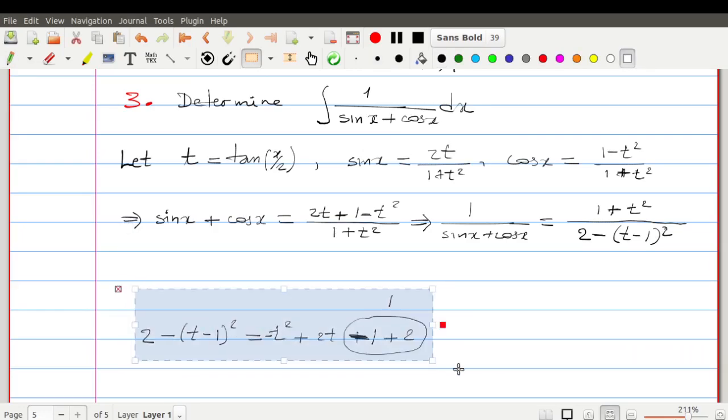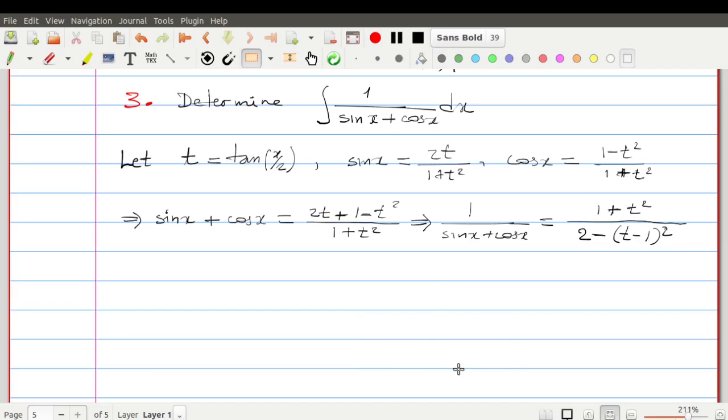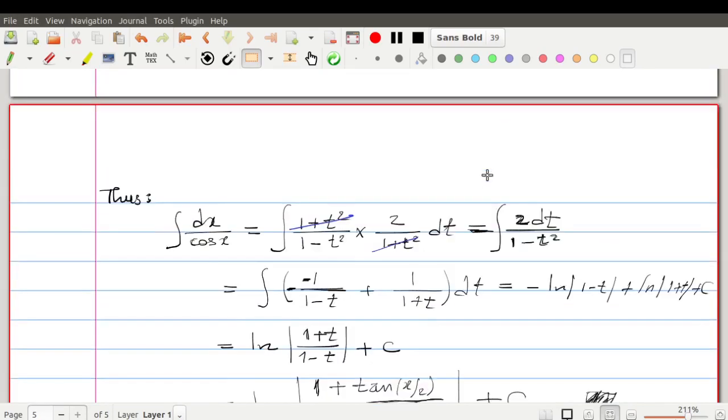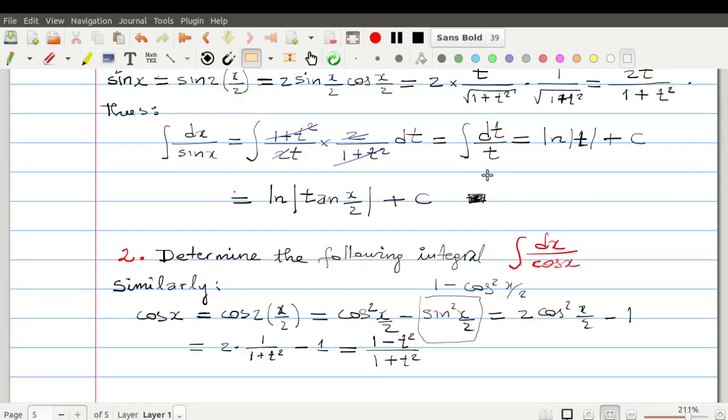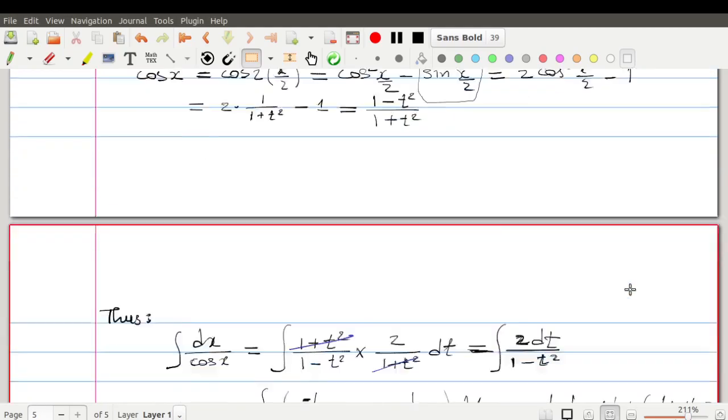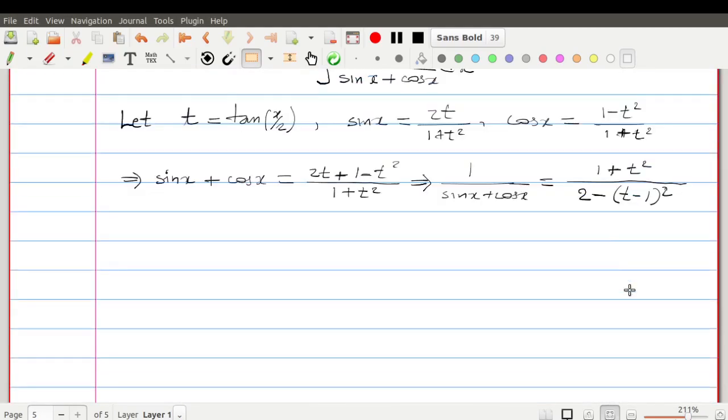Great. So I can delete this one. All right. So now what is our dx? We know already from the above that dx is 2 by 1 plus t squared dt. Okay, so we can substitute that directly.